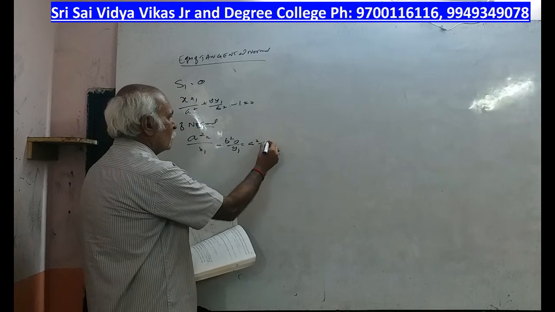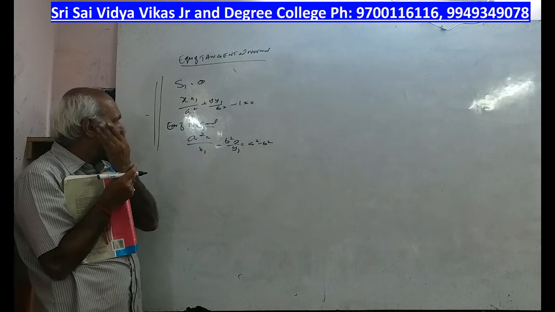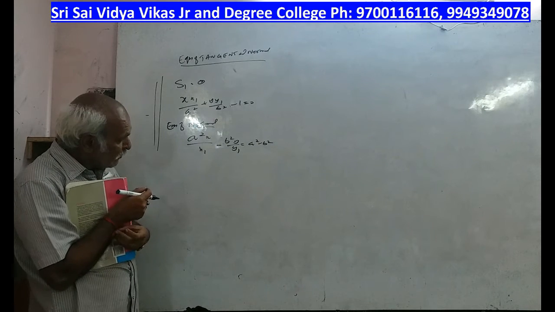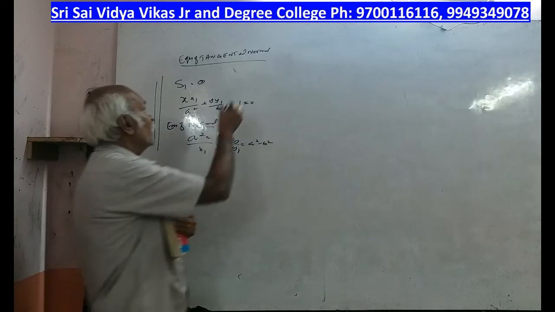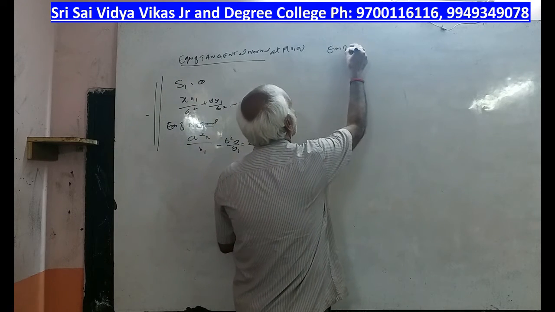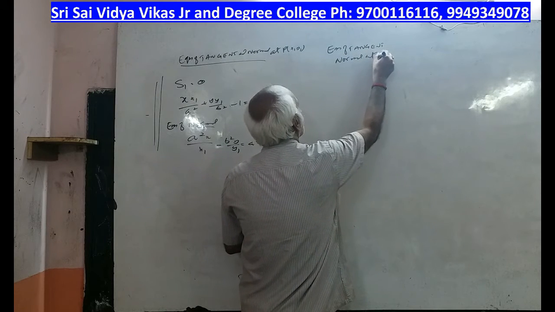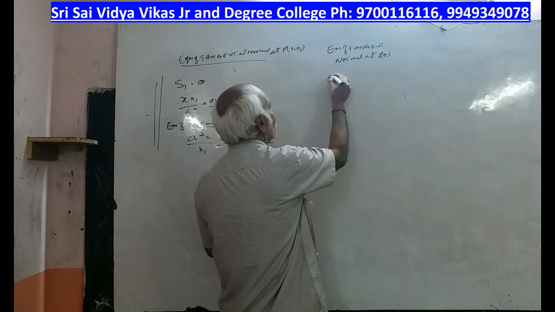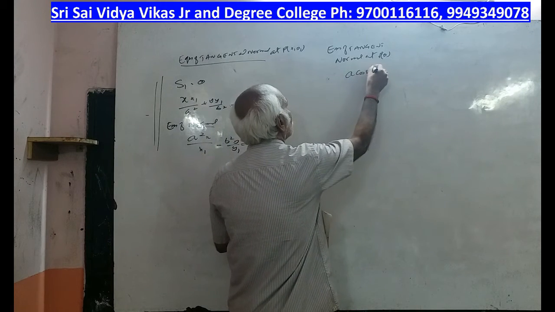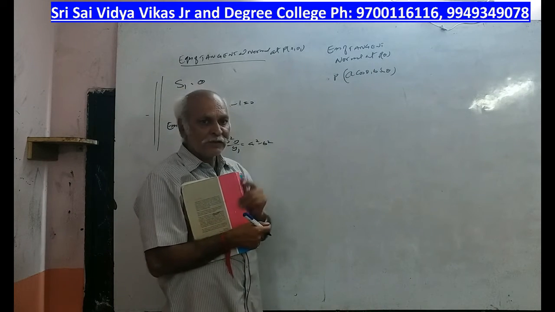What is the equation of tangent? x(x1) by a square plus y(y1) by b square minus 1 is equal to 0. Equation of normal is a square x by x1 minus b square y by y1 is equal to a square minus b square, at P(x1, y1). Now equation of tangent and normal at P theta. Here what are the points, sir? a cos theta comma b sin theta. Means instead of x1 y1 we have to write a cos theta, b sin theta.